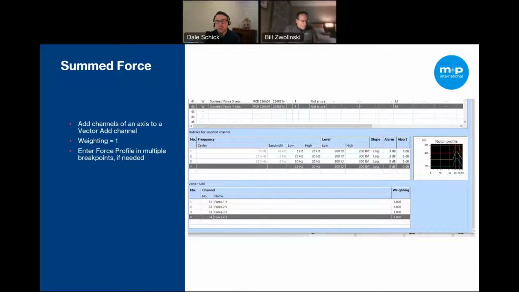So this is the summed force operation in the software. You can see that we're utilizing the vector add feature with a weighting of 1 per channel. So this is just a simple summed force. And here are the 4 channels in the Y direction. And a limiting or notching profile can be entered with multiple breakpoints on top of this particular channel operation. And this operation can be done for all axes if you're using software summing.